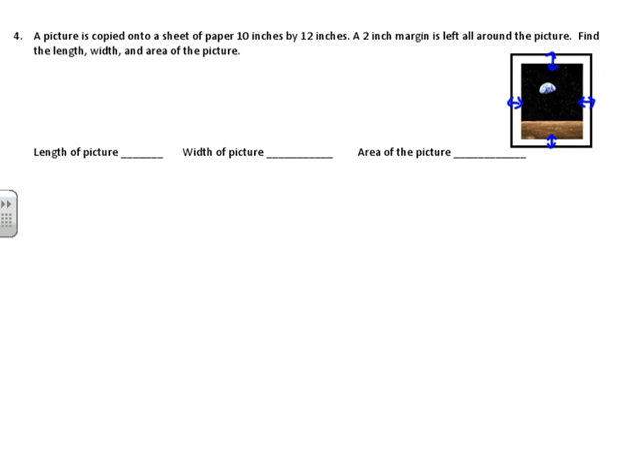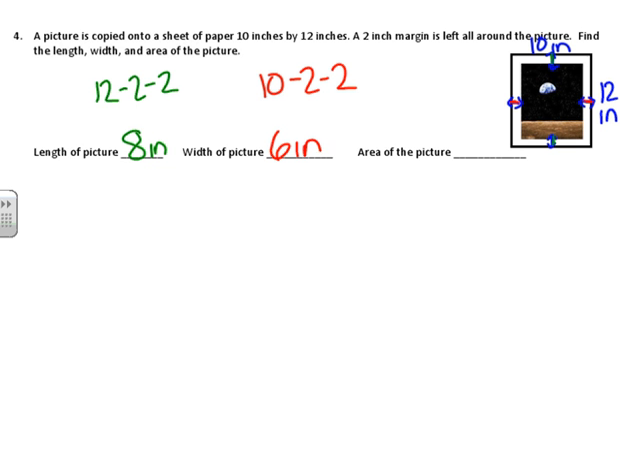So if the entire length is 12 inches and the entire width is 10 inches, when you take off 2 inches on each side, you need to do 12 minus 2 minus 2. So that's actually going to give you a length of 8 inches. Now the width of the picture, you have to take off 2 inches from each side. So that would be 10 minus 2 minus 2, which would be 6 inches.